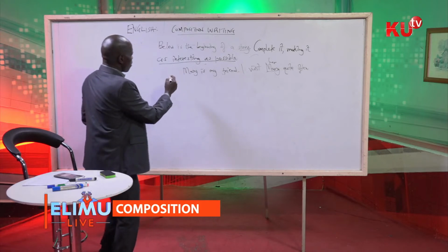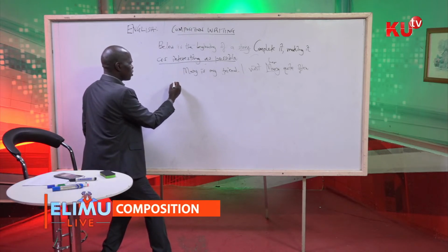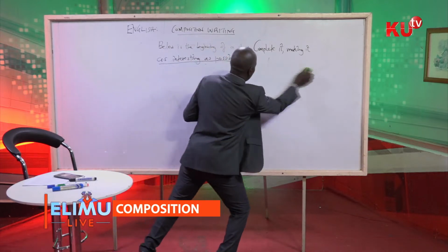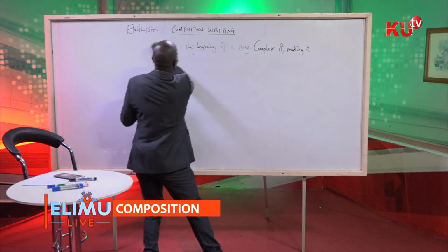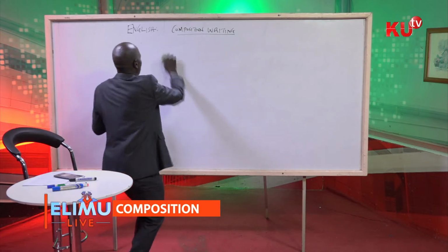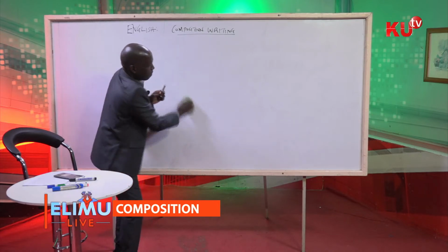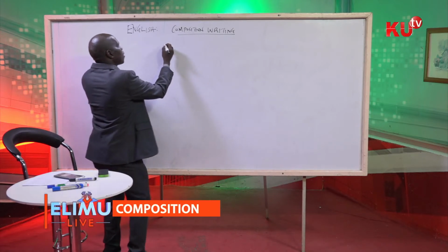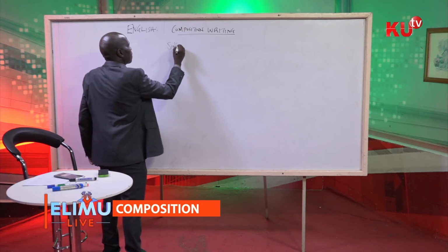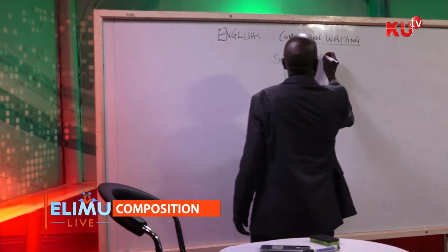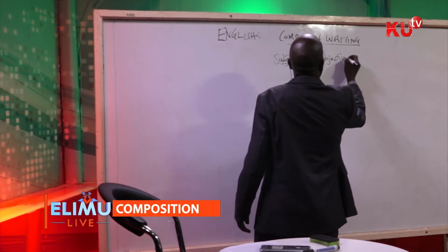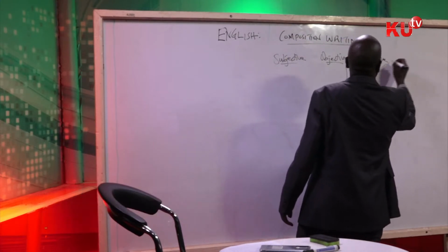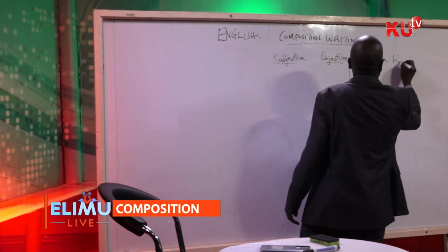Now, pronouns are divided into, very quickly, I want you to have somewhere you take note of this. My board is small, so I'll keep on rubbing. We have subjective. We have objective. We have possessive. And last but not least, we have reflexive.